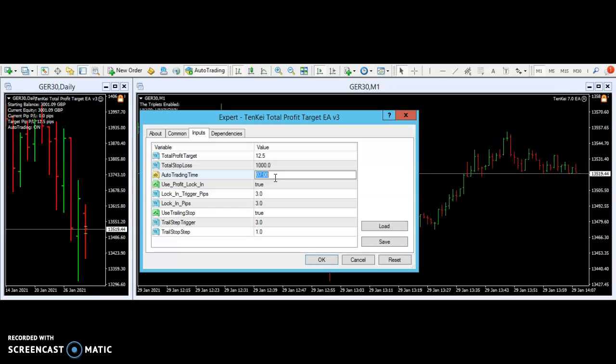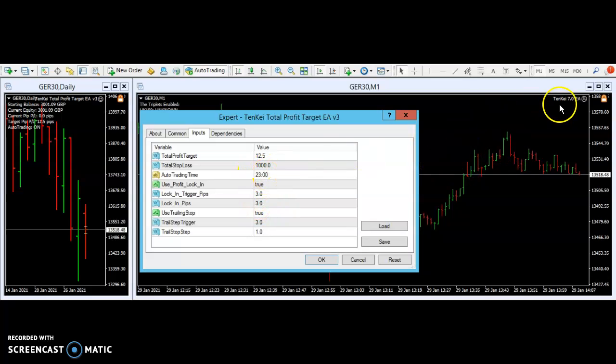So if we type in 2300, that means your trades, or at least the TPT, will open at 2300 here, and you could use your personal EA if it has a setting where it switches itself on. 2300 is when this starts.